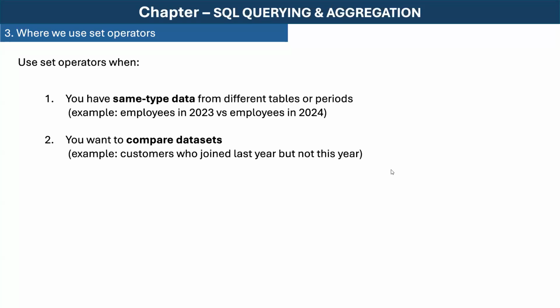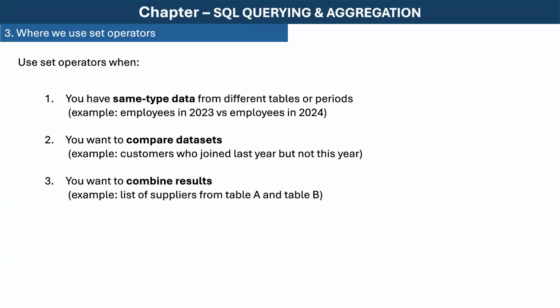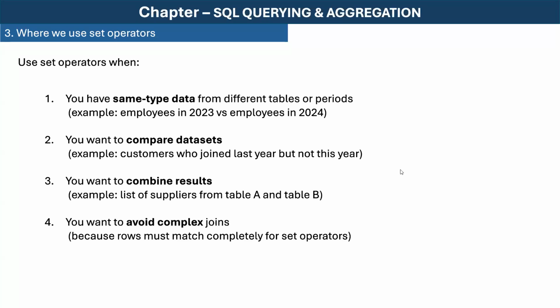Just tell me which operator I have to use for the second one. Who joined last year, I mean 2023, and not this year, 2024. Which operator do I have to use? Minus, correct. And for the first one, I want to know who is still there in 2023 and 2024, I mean the employee. Intersect, yes. Now I want to combine the list of supplies from table A and table B, without repetition. Union. Now this is something like a join, so I'll come to know this statement after we learn the joins.